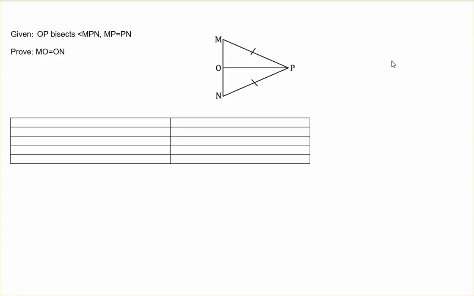For example, imagine I'm trying to write a proof for this problem where I am given that OP bisects angle MPN, MP is equal to PN, and I'm trying to prove that MO equals ON. You might wonder, where do I start and what's my strategy?